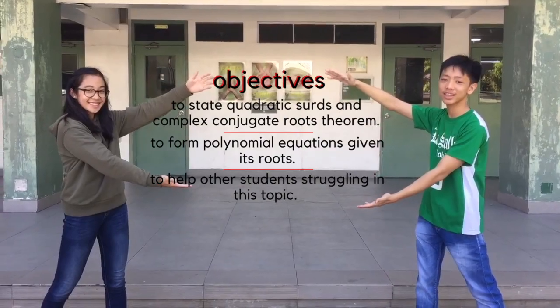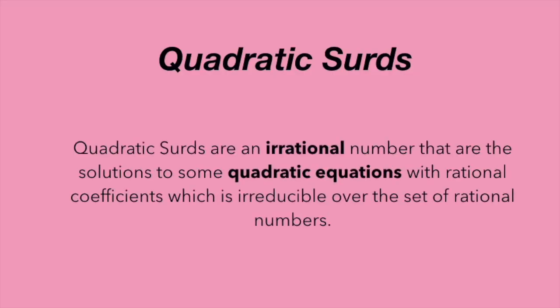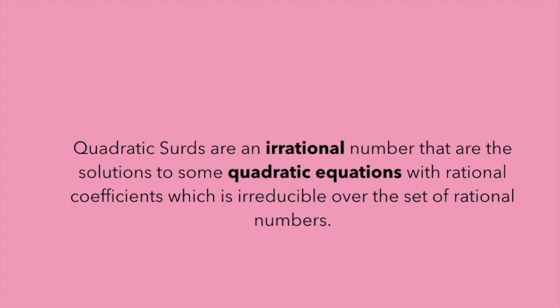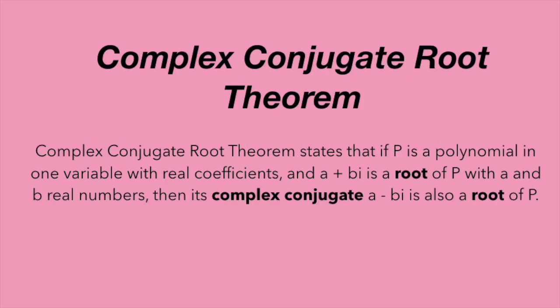Struggling with this topic? Quadratic surds. Quadratic surds are irrational numbers that are solutions to some quadratic equations with rational coefficients. Complex conjugate root theorem. The complex conjugate root theorem states that all imaginary numbers come in pairs.